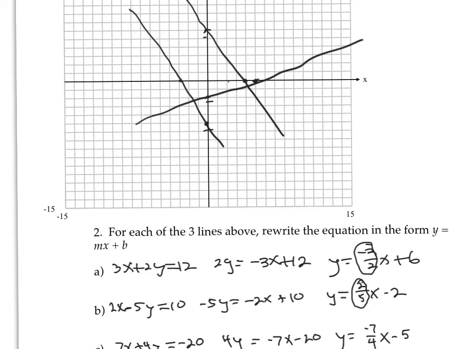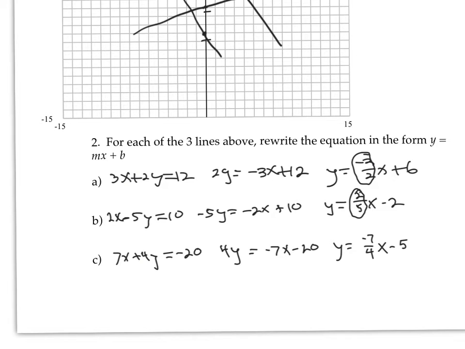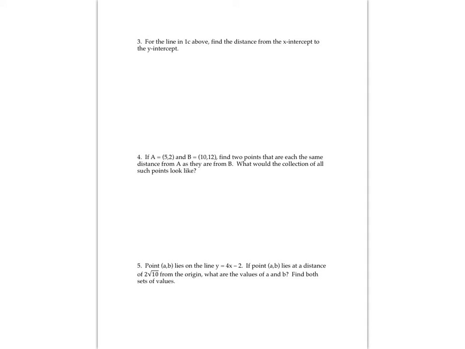Okay, moving right along, to our next 2. For the line in 1c above, find the distance from the x-intercept to the y-intercept. So again, going back to 1c, we have y equals negative 7 over 4 x minus 5 halves.